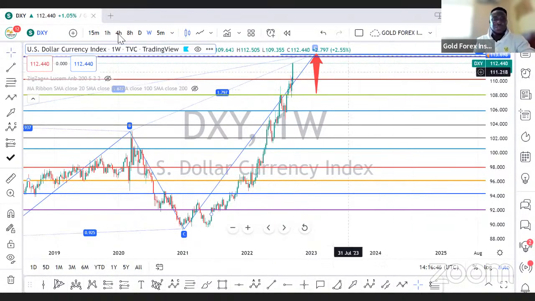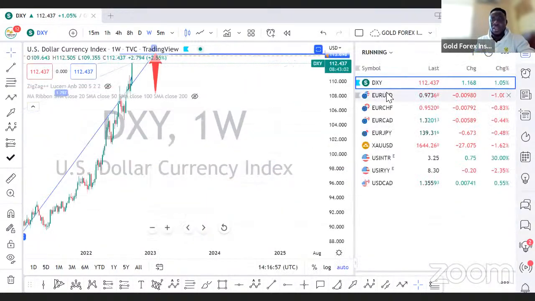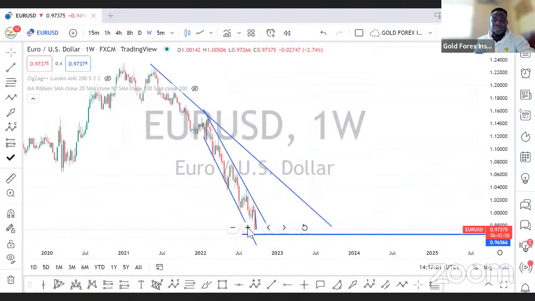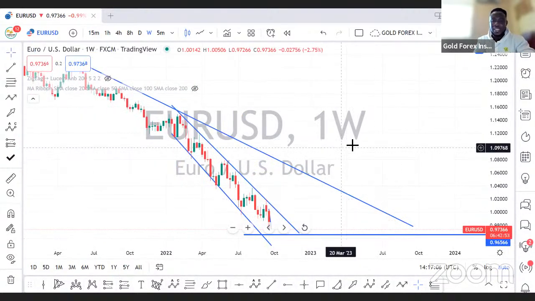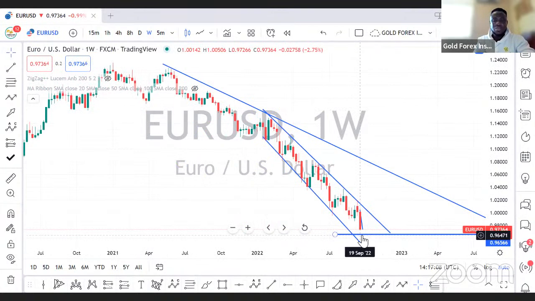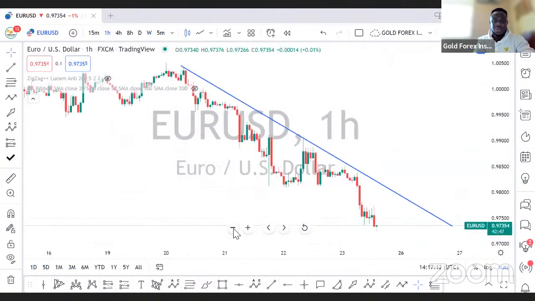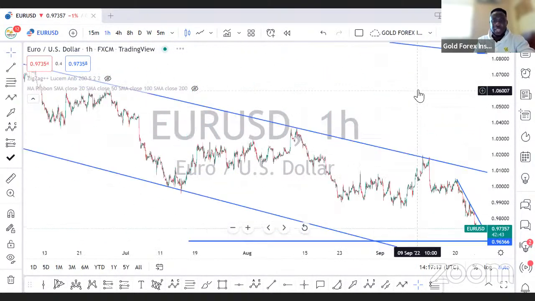Now, let's move from the DXY. So with the DXY, if DXY is getting strong, then that means that we are also going to look at the euro to the dollar. Let's look at the euro to the dollar. Now, the euro to the dollar is still selling. Amazing. Like, you see, this is where my take profit is. Now, what is happening is this. Let me show you something that you didn't see on the chart.